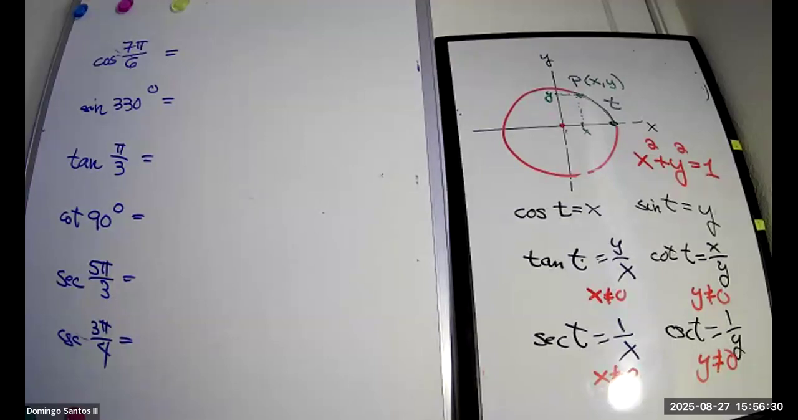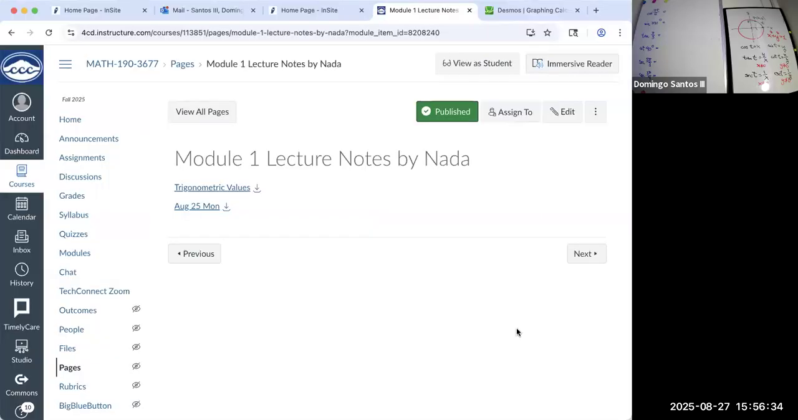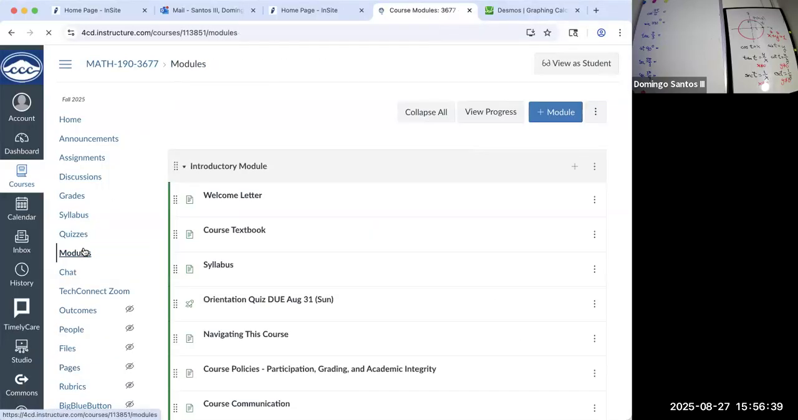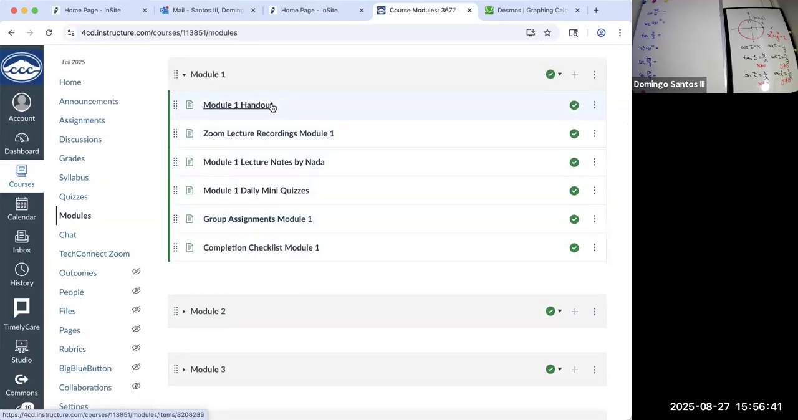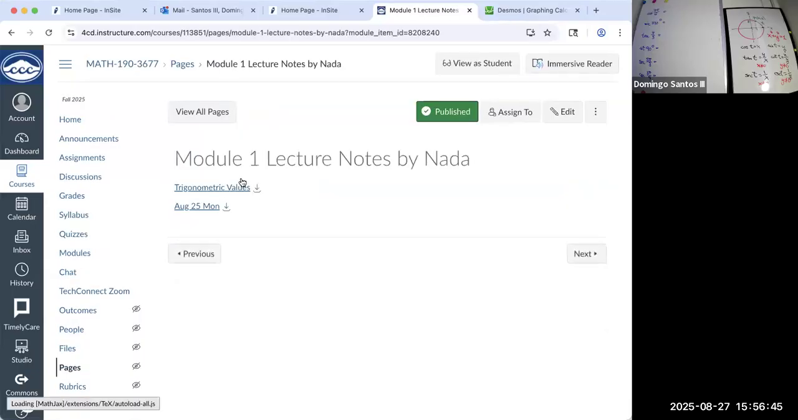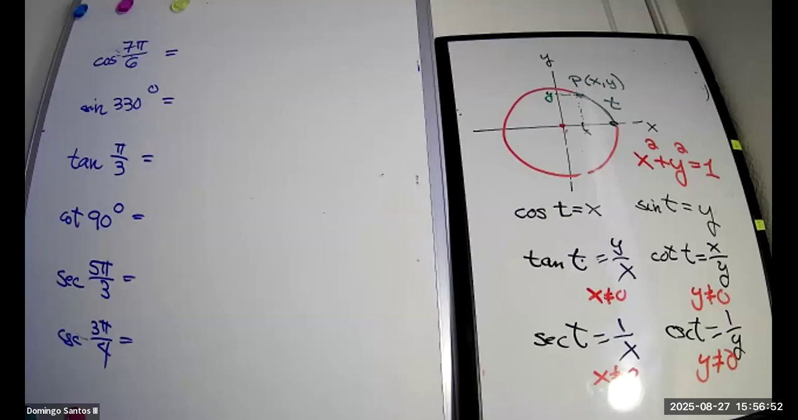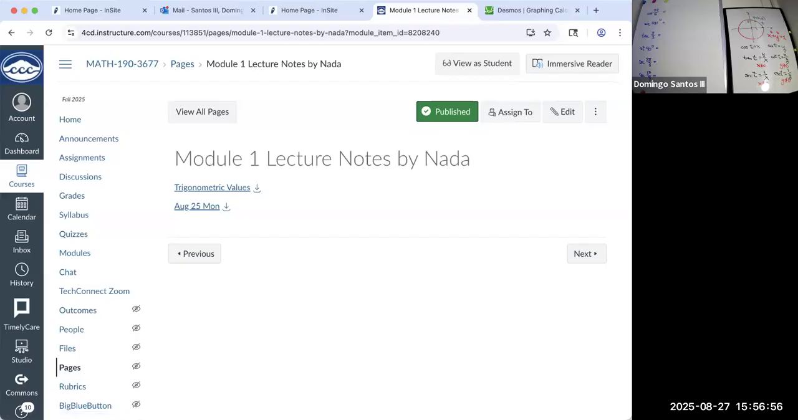Again, for those of you still wondering where to find that cheat sheet, go to your modules, and then go to module 1. Go to lecture notes by Nada, and then trig values. Just click that and you can print it out, download it, or whatever you want to do with it. And if you do that, you will see this very useful cheat sheet.